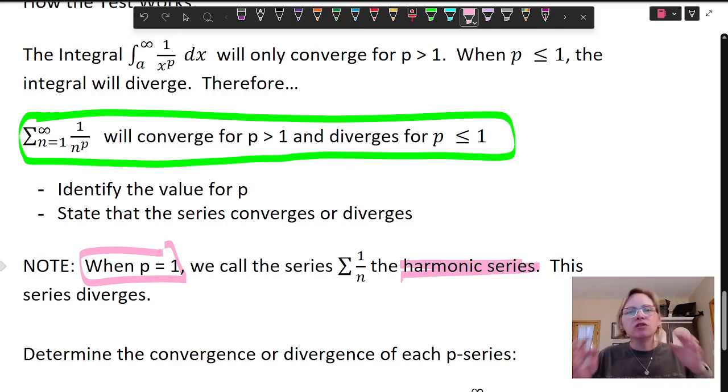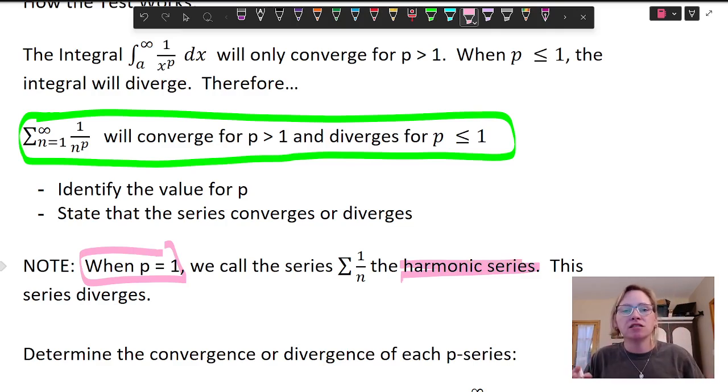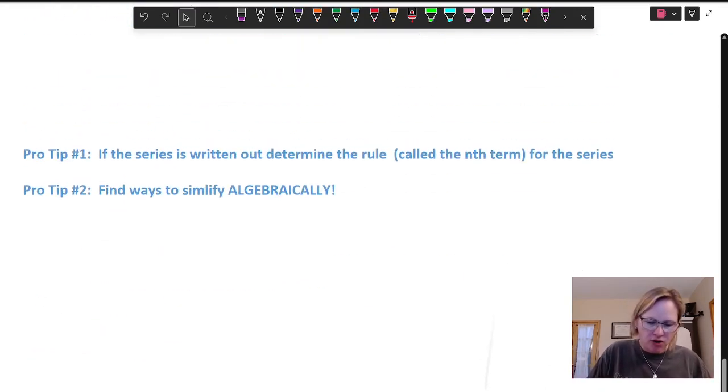And so you can either use the p-series test and say p equals 1, therefore the series diverges, or if you just call the series the harmonic series, you can get away with just saying that it diverges. So that's also an acceptable justification. So calling it the harmonic series or identifying p and saying that you're using the p-series test. So let's just take a look at a couple p-series and see how it works.